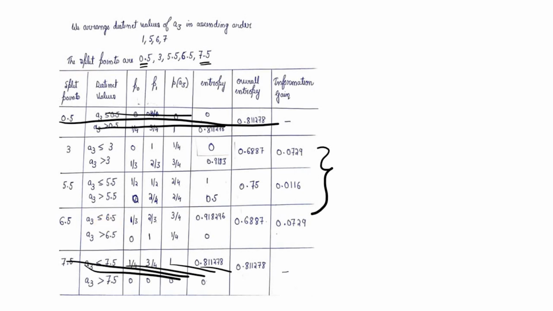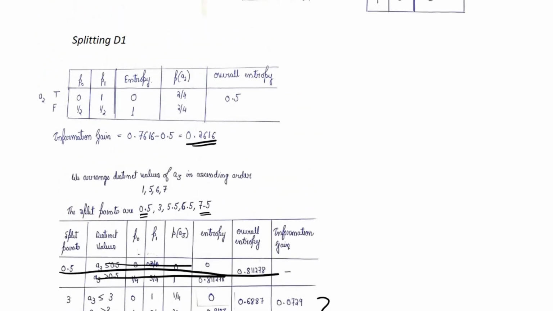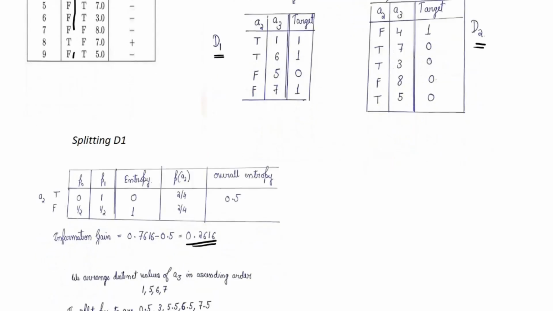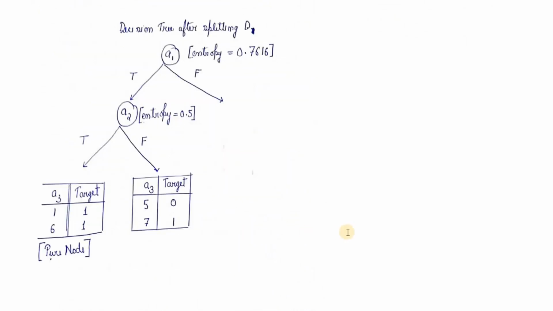So now if we see carefully the information gain, the maximum information gain over here is 0.0729. And now if I look at the maximum information gain corresponding to A2, it was 0.2616. It's clear from this example that if D1 has to be split, it has to be split entirely on A2. Now since we are able to split D1, we get a decision tree which will be looking like this. So this is a decision tree after splitting the data set D1.